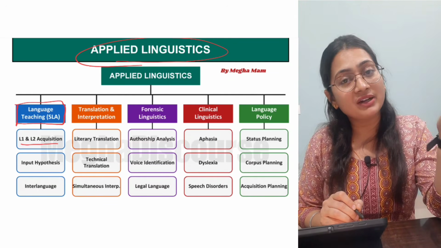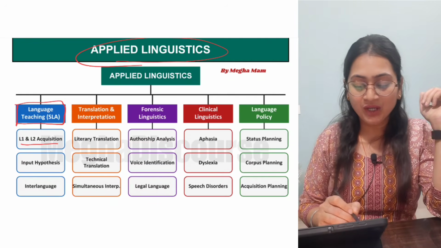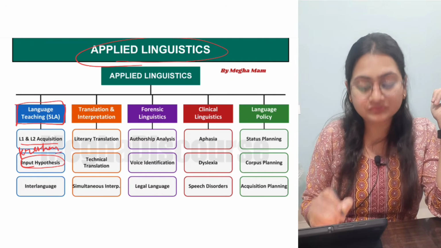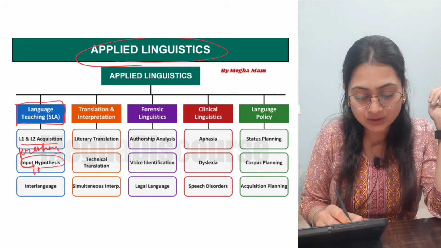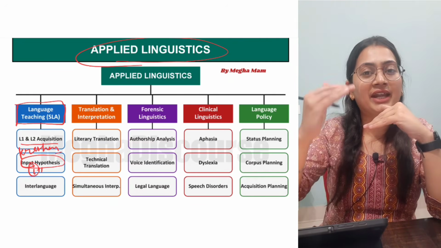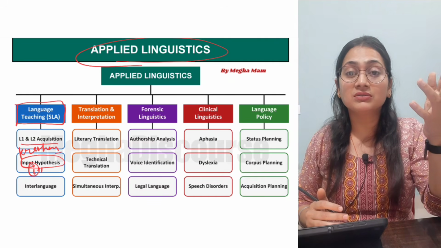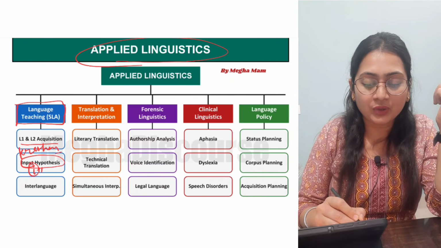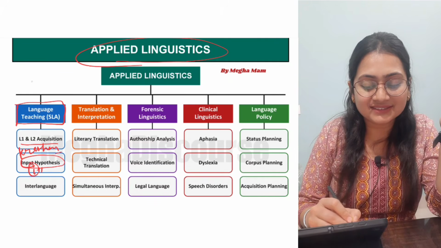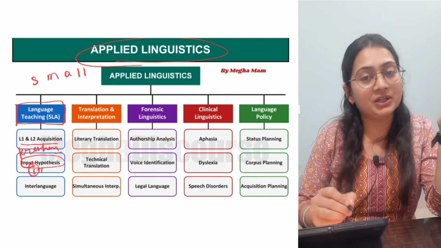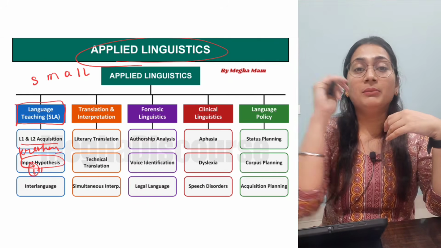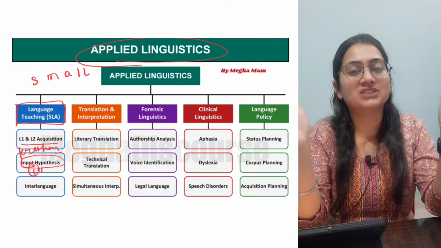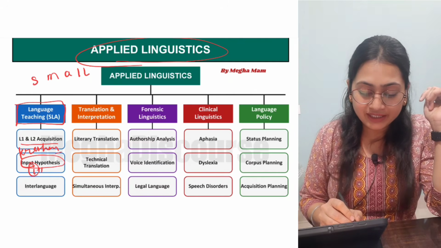Like we have the grammar translation method, the direct method, then we have the input hypothesis. It is given by Stephen Krashen. That is I+1. Suppose I tell you to make a word using S, M, A, L, L. Then you can use the word 'small'. But what is +1? That through 'small' you can make a sentence. This is called I+1.